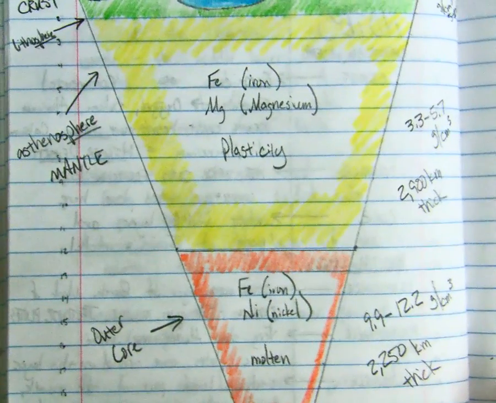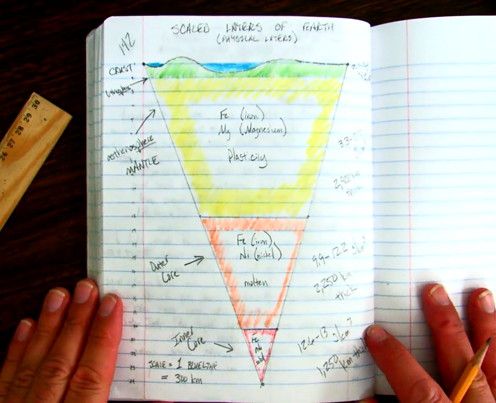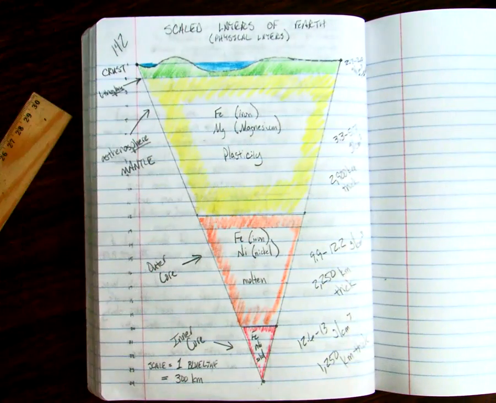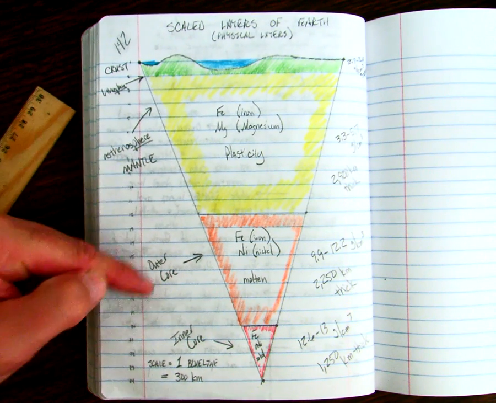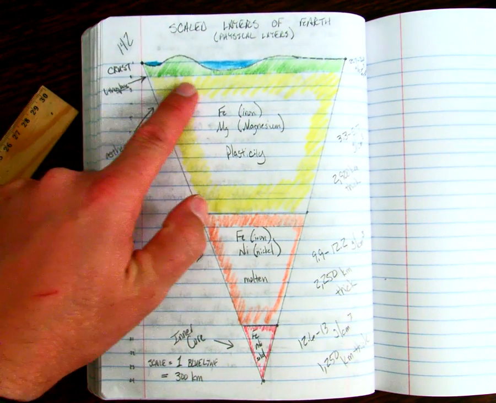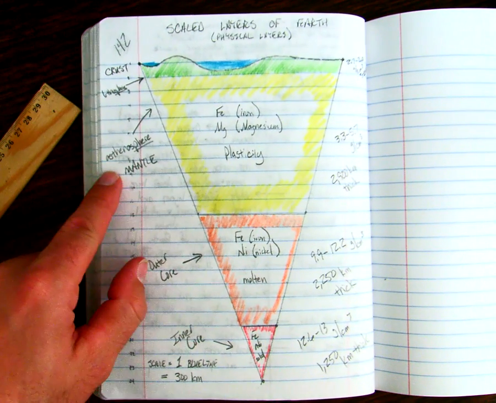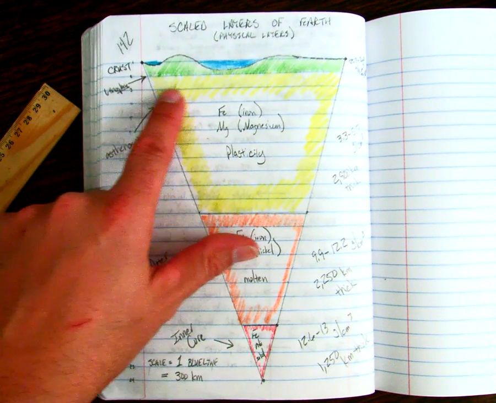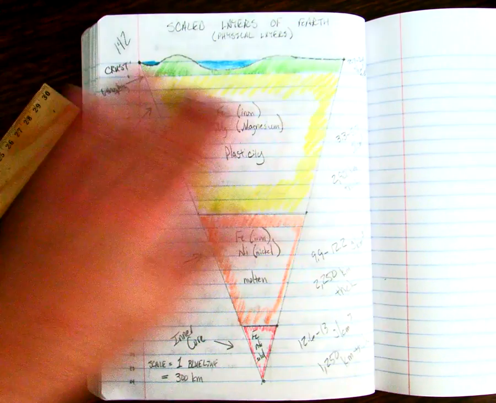I'm going to zoom out a little bit so you guys can see this. But what we're looking at here is our scaled layers of the Earth. We're talking about our physical layers, so things that you need to know from this. You need to know there is a crust, a mantle, inner core, and outer core. But more importantly, the lithosphere is the very top of our mantle. It's where our tectonic plates are. And then the asthenosphere is the very top part that the tectonic plates actually slide around on.